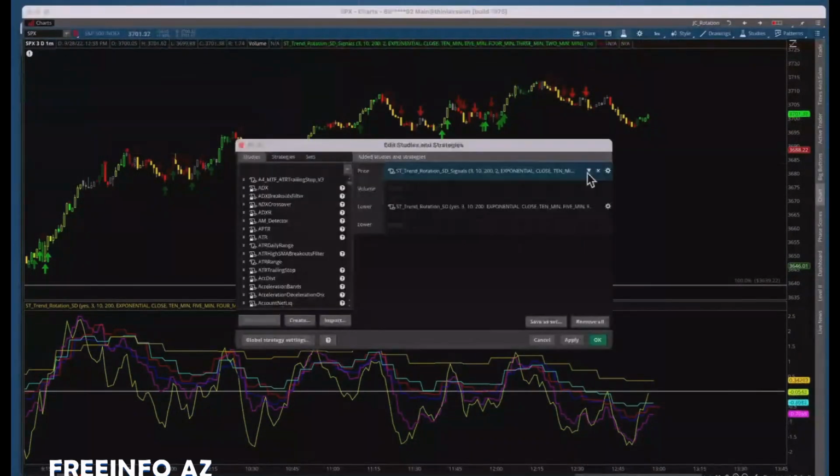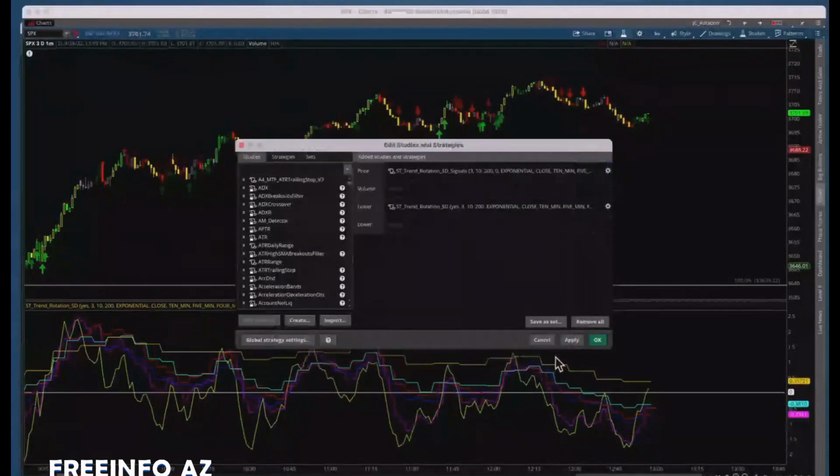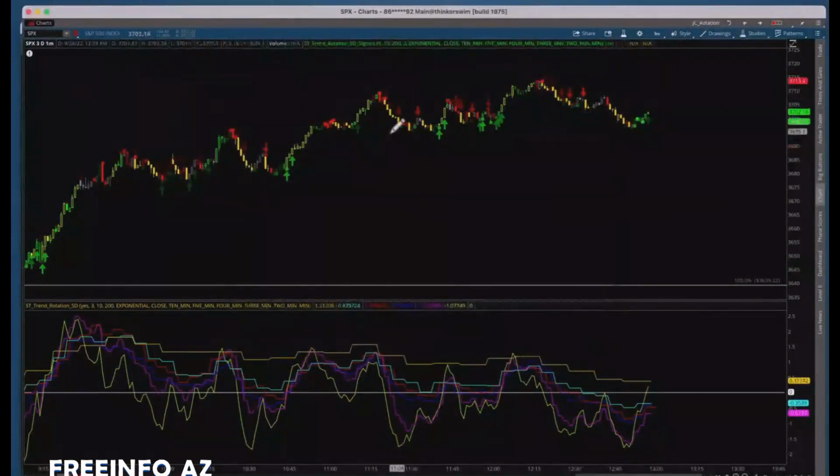If you want to see them all, you just come in here and take the turn threshold and make it 0, and then you take that filter off, and they'll all show up. But you can see how when we're oscillating around the 0 line, you tend to get a lot of dots. And so that's why that filter is available.